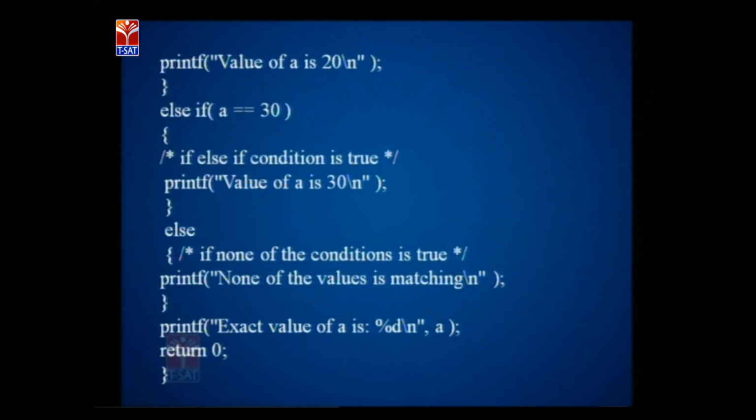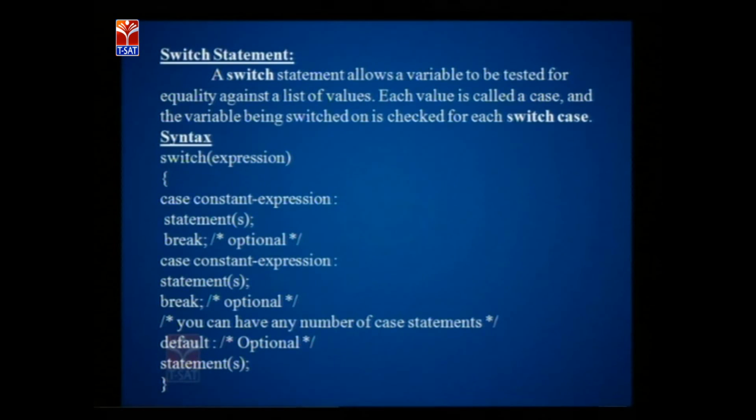Speaking about the third condition, which is A is equal to 30, if that is also expected to be true, then the value of A will become 30. And else, we have studied that the else part will also exist in if-else statements. So if none of the above conditions is deemed to be true, then the message will get printed as none of the values is matching, and the exact value of A will also be printed, and so the output will result.